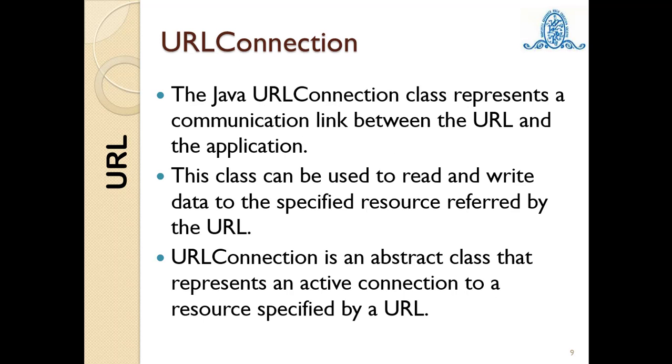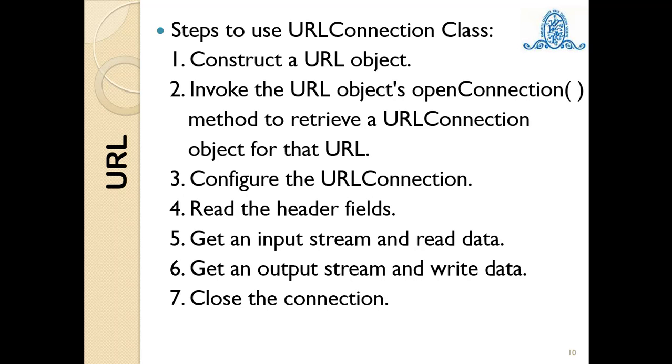Now the URLConnection class represents a communication link between the URL and the application. Therefore it can be used to read and write data to the specified resource referred to by the URL. This is an abstract class that represents an active connection to a resource specified by a URL.